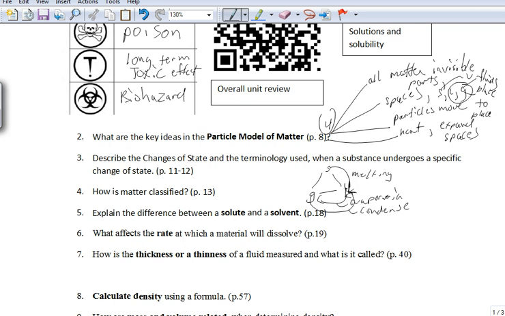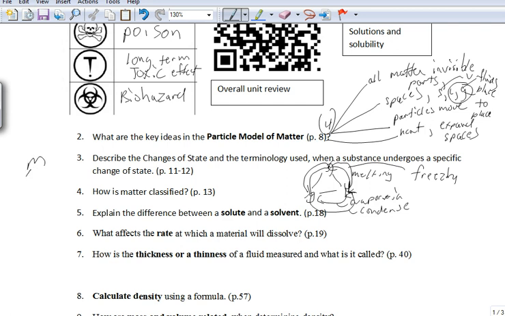And to go down from a liquid to a solid, we would call that freezing or solidification. And then there's sublimation up. That means we superheat it from a solid, it goes right to a gas, sorry. And then there's sublimation down. So you should know how all that works. Next, we need to know how matter is classified. So let me do that over here.